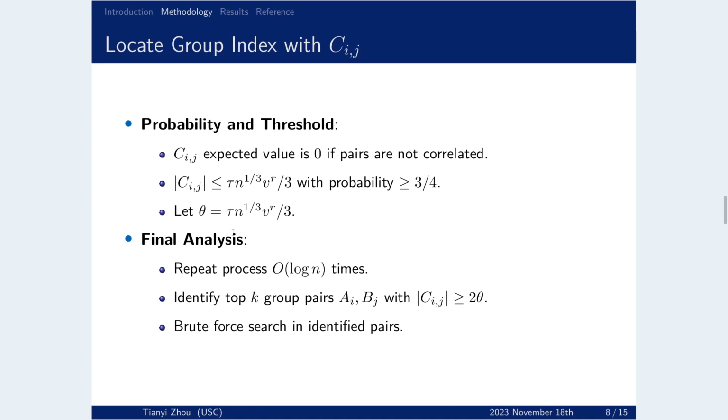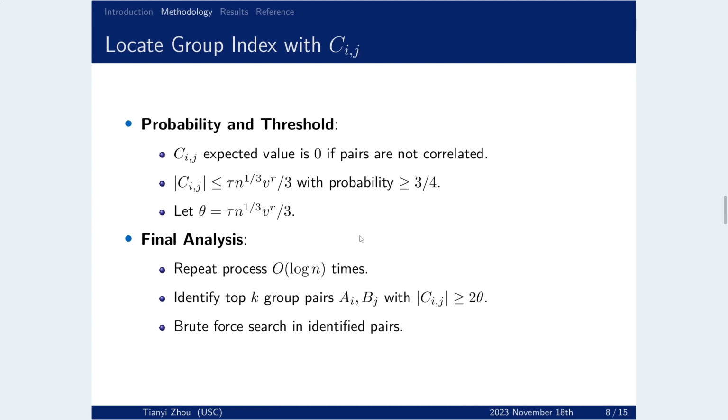So if we repeat the process of selecting the a_x value for each x independently and randomly log n times, the top k group pairs a_i and b_j with the score function greater or equal to 2 theta most frequently will likely contain the heavy inner product vector pairs. So once we identify the group pairs containing these heavy inner product pairs, it becomes a matter of a brute force search between k pairs of groups, each containing n to the power of 1/3 vectors, to output the final result.